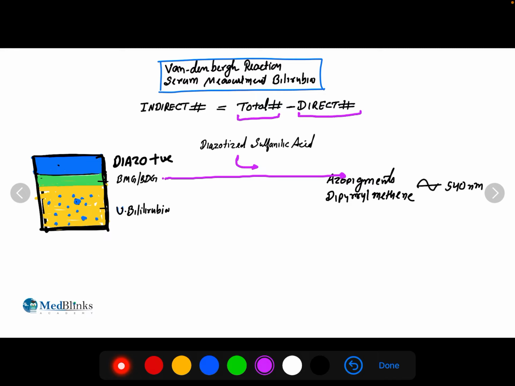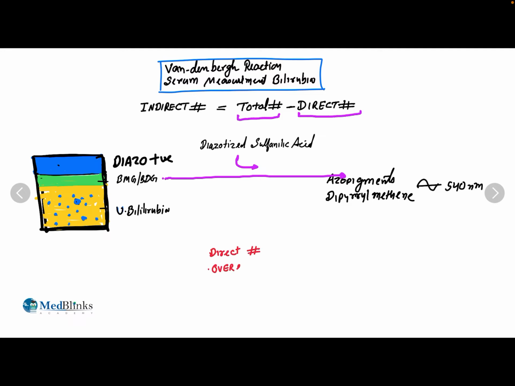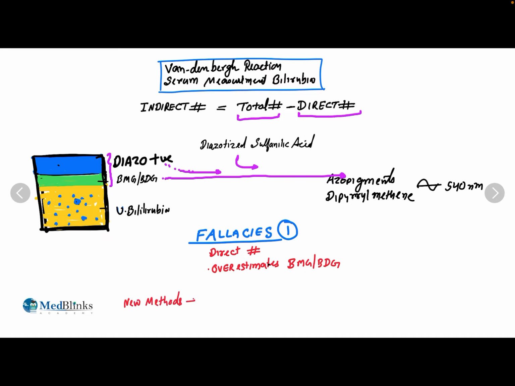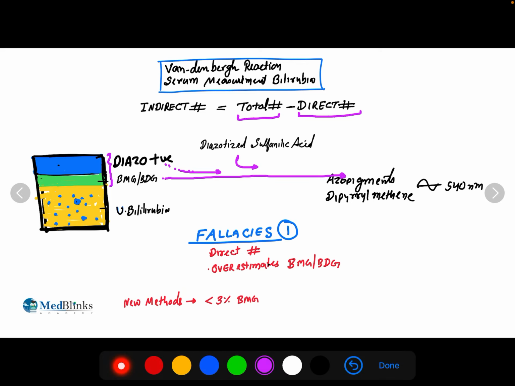There is a fallacy when we measure the direct fraction. The fallacy is that it overestimates the direct bilirubin fraction in the serum. Why does it overestimate? Because, as we know, there are certain diazopositive compounds, and these diazopositive compounds also react with diazotized sulfanilic acid, so it measures both of these fractions. So it overestimates direct bilirubin.